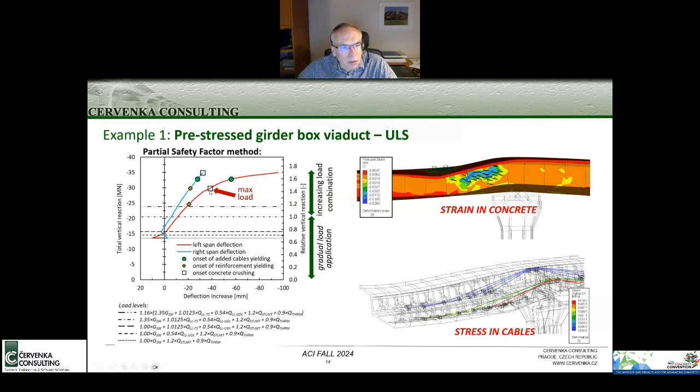But the main critical point was this one with the white rectangle, where the crushing was reaching limiting strains. So this was identified as the critical point and as the failure load of the structure. But it was sufficiently above the design load level, so it was not a problem.